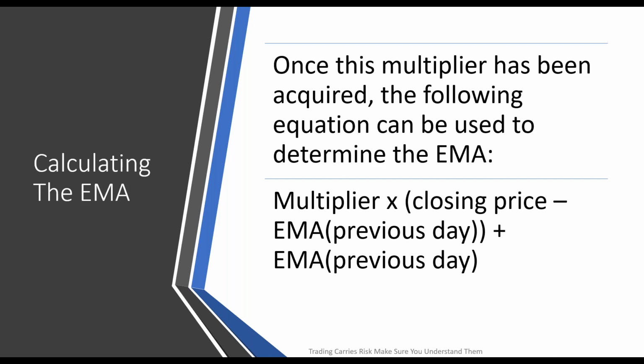Now, once this multiplier has been acquired, the following equation can be used to determine the EMA. And this is a little bit complex. It's the multiplier, which we found was the 18.18%, times the closing price, this current period's closing price, minus the previous EMA for the period before, plus the EMA for the previous period.